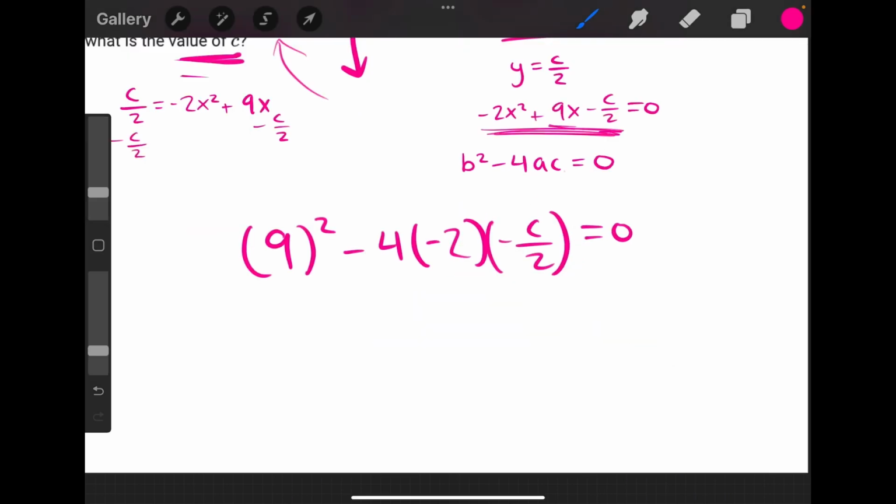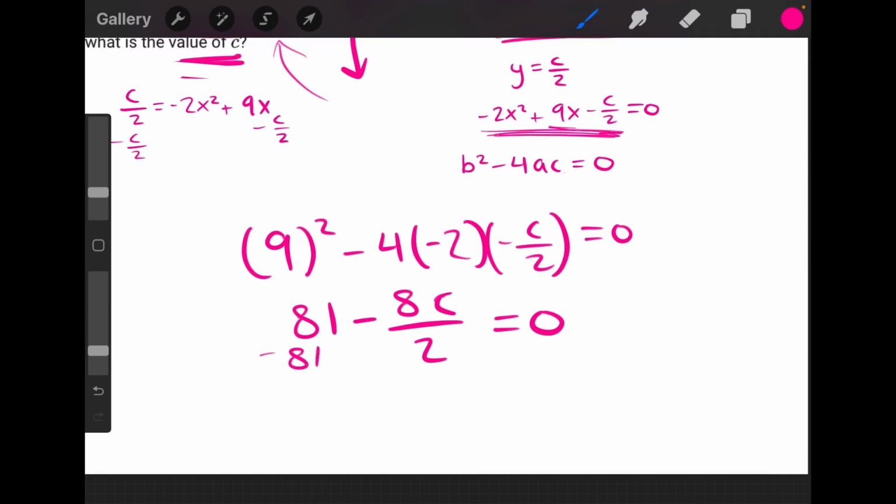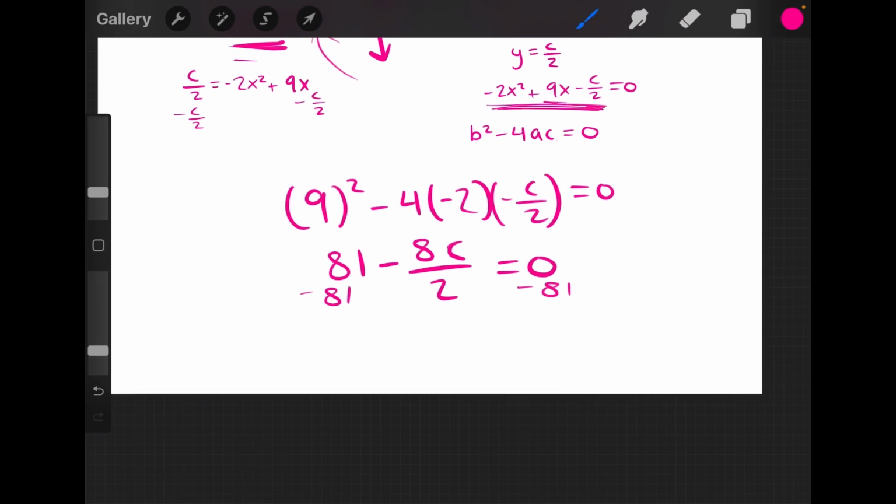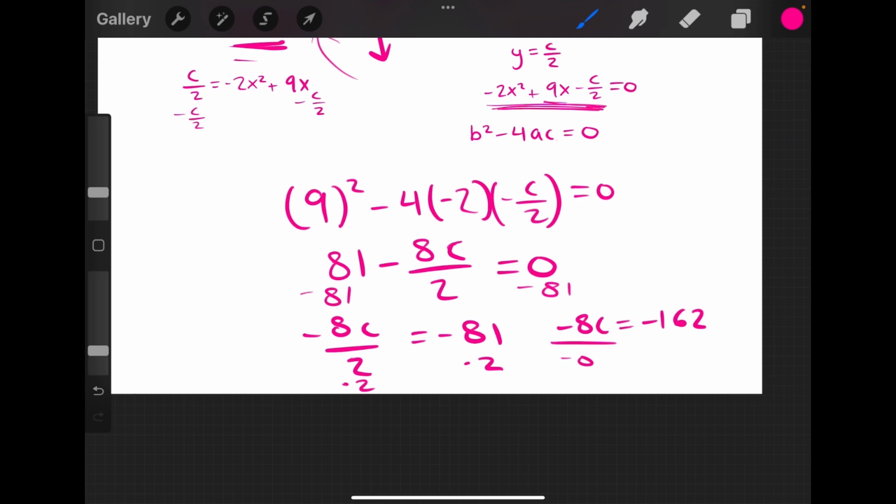is equal to 0. So now to simplify this further, we have 81 minus 8c over 2 is equal to 0. So as you can see, we only have one variable in this equation, which will make it much easier to solve for. So if I were to bring this 81 to the other side, I can subtract it over. And then I have negative 8c over 2 is equal to negative 81. And if I were to multiply this 2 over, I have negative 8c is equal to negative 162. And then you can divide that by 8, and then you will get that c is equal to 20.25.